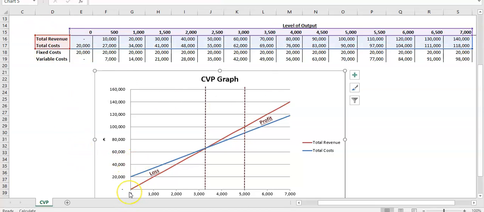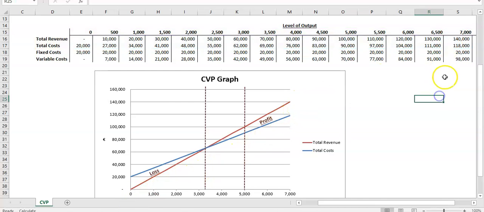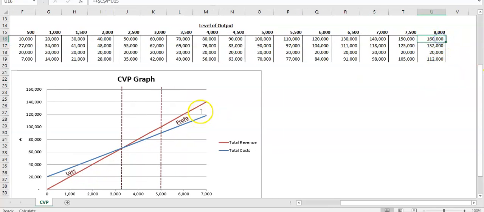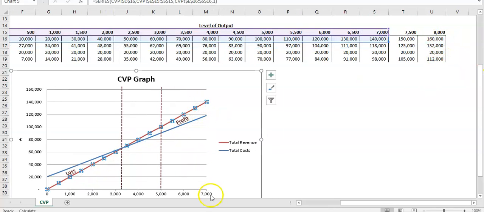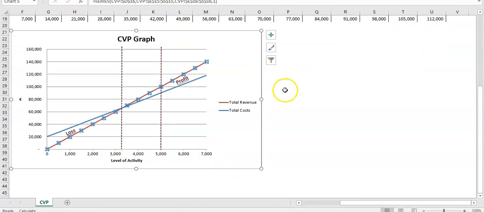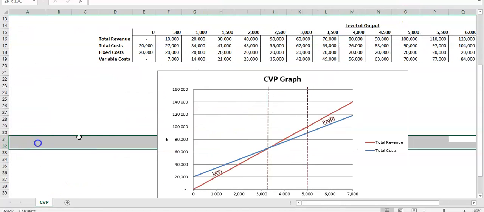It starts at nil, because if you make no sales, you have no revenue, and it goes all the way up to 100, and in this case, 160,000. Right, so it's only to 7,000 there I've graphed. You can graph it out if you wanted to.